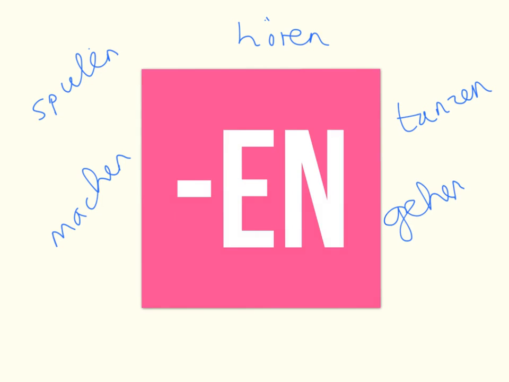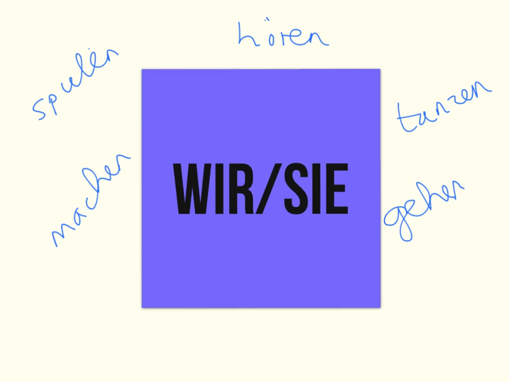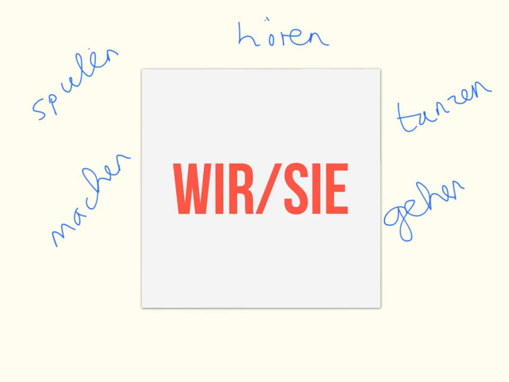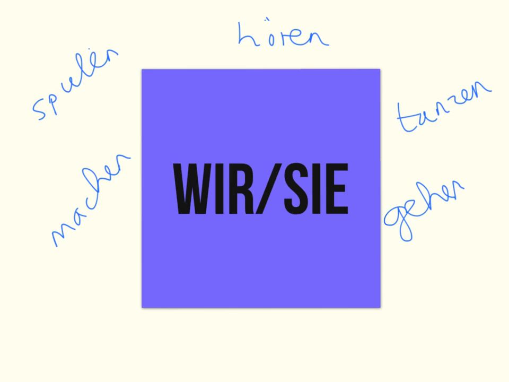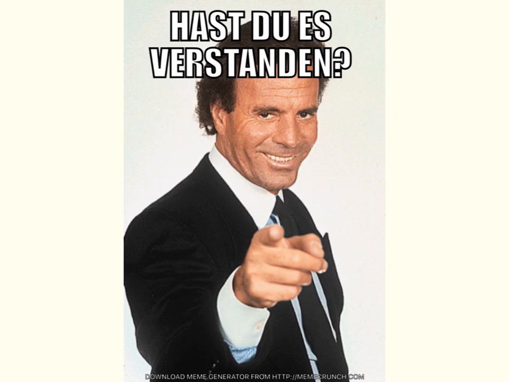And of course, wir oder sie, we or they. All of them end with en. Machen, spielen, hören, tanzen, gehen. Hast du es verstanden? Hopefully you've got it. If you haven't, go back and watch this video again. Maybe take some notes, particularly if you don't feel confident that you'll be able to apply the rules when you're actually writing or speaking in German.